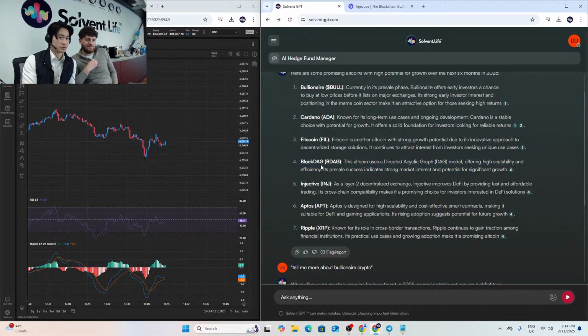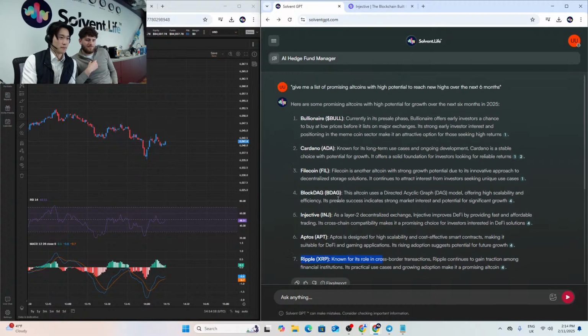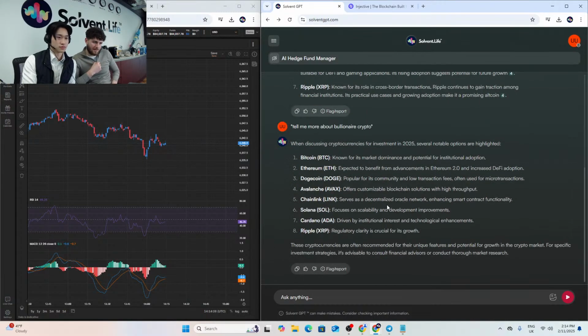I know they're backed by Inter Milan, the football club, Ripple. Obviously, everyone knows about XRP and Cardano. But you also have a mix in there of different little niche projects. So it's got everything to suit your needs and investment objectives. We could even ask.